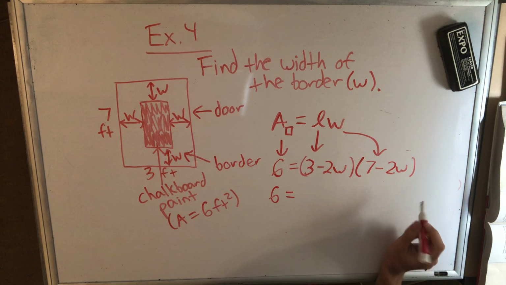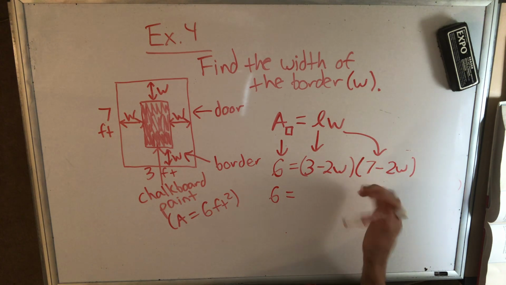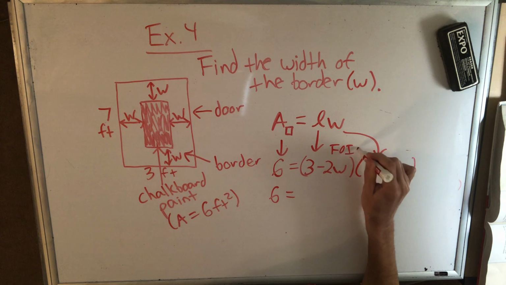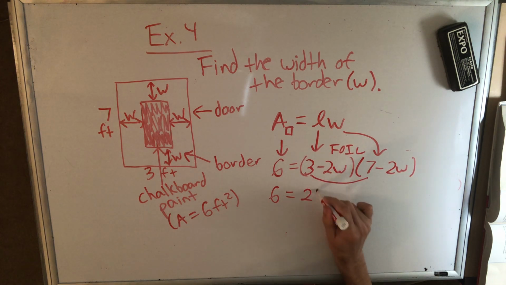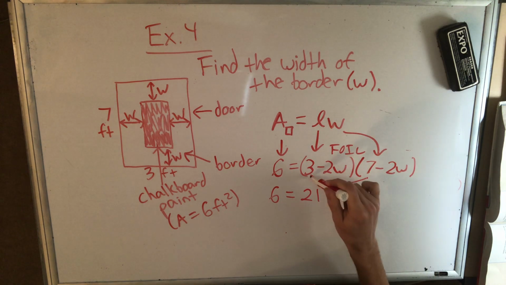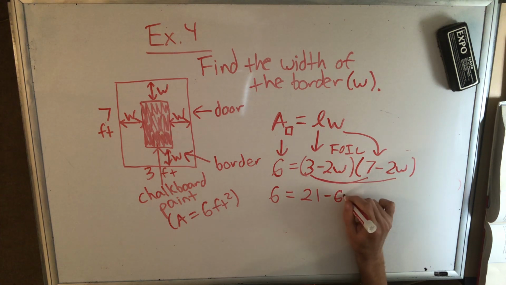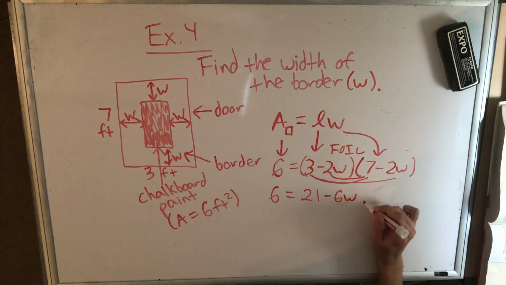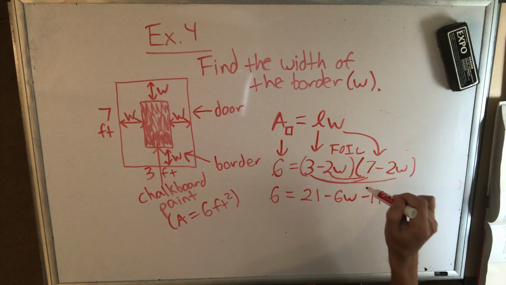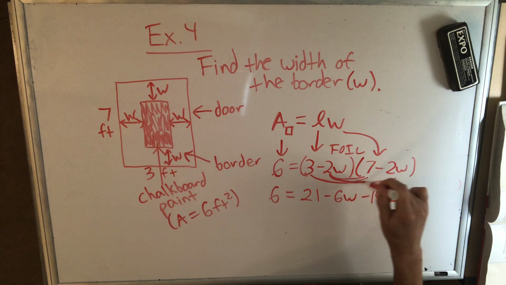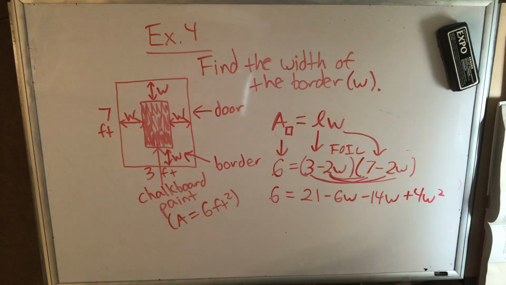Now let's multiply that out using FOIL, because we have 2 terms in parentheses times 2 terms in parentheses. First, outer, inner, last. Multiplying the first term in each of the parentheses, 3 times 7 is 21. Multiplying the outer terms, 3 times negative 2w is negative 6w. Inner, negative 2w times 7 is negative 14w. And then multiplying the last term in each of the parentheses, negative 2w times negative 2w is positive 4w to the second power.